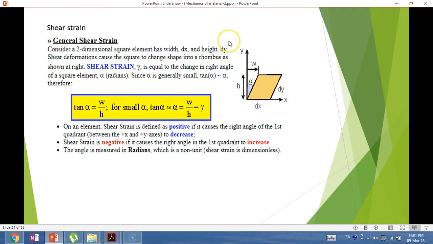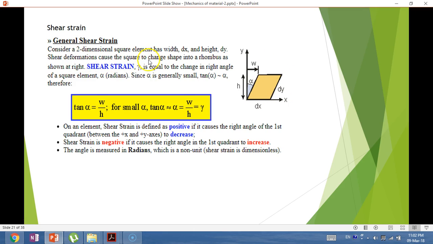The shear strain is not an elongation, like in the case of the normal tension force. It is a movement of the element, and the amount is denoted by an angle alpha, and when the angle is small, alpha is equal to tan of the angle, which is W by H. So consider a two-dimensional square element having a width of delta x and a height of delta y.